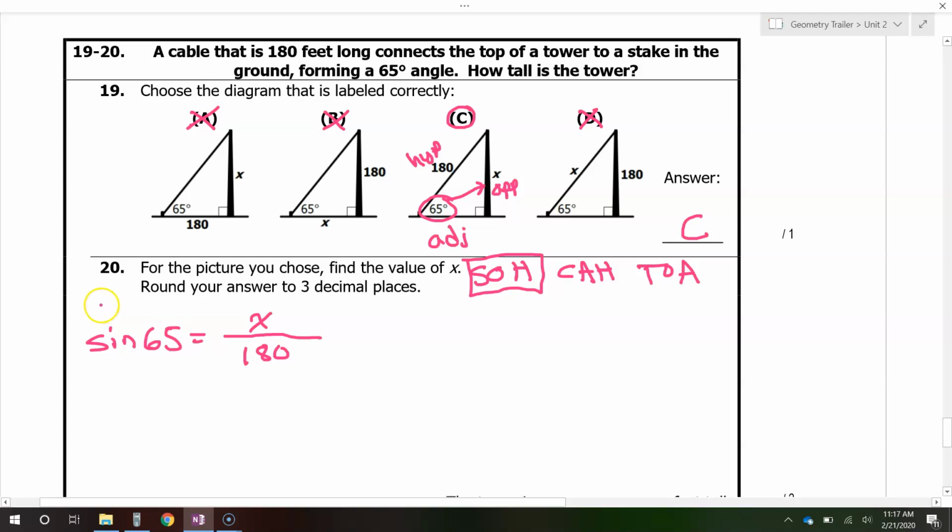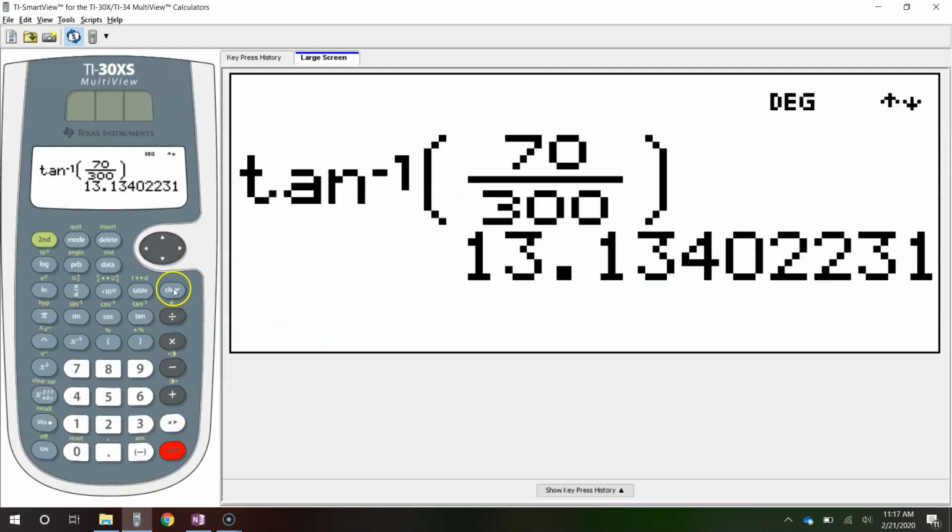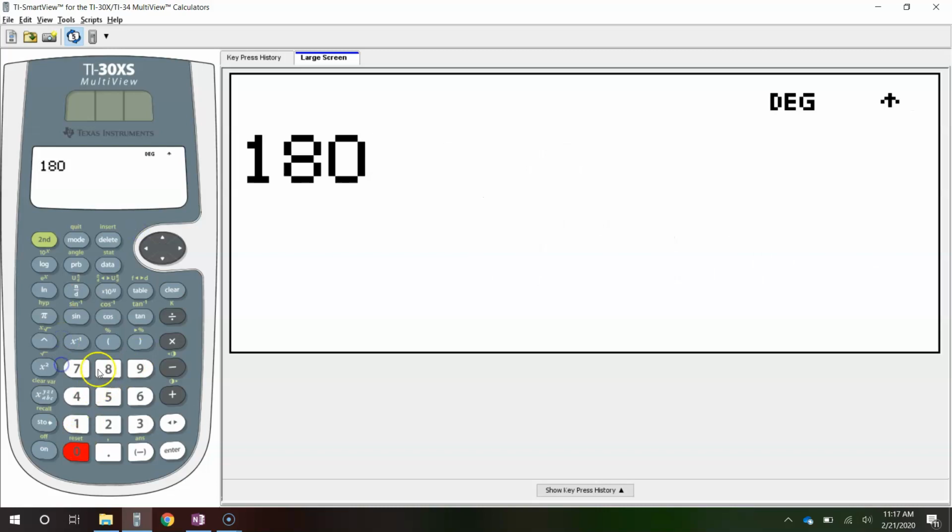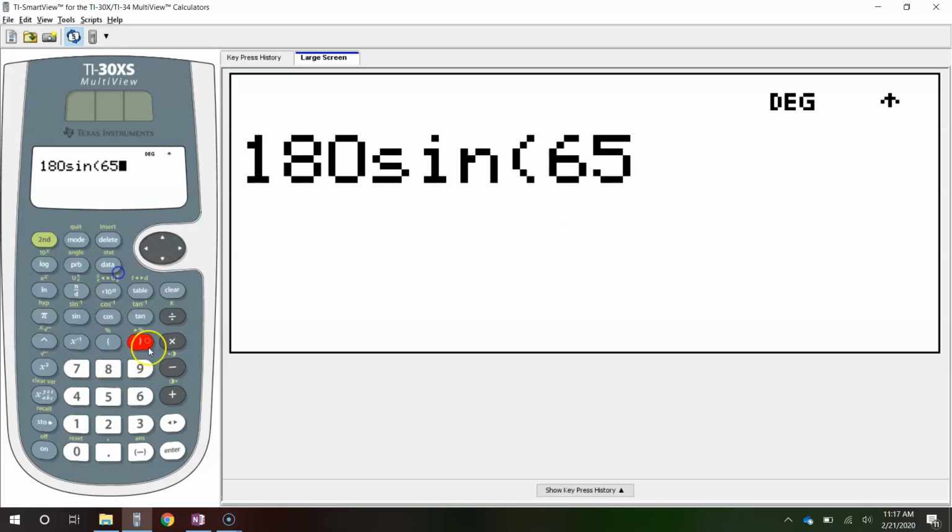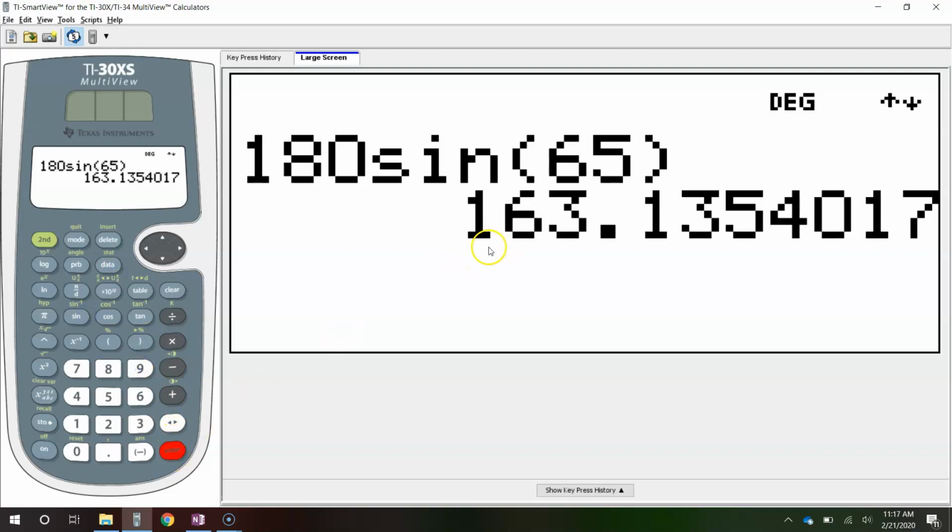When the variable is in the numerator, you multiply by the denominator. So we will multiply both sides by 180. That way these will cancel each other out. And this will give us the answer in the calculator. 180 sine 65. That's 163.135.